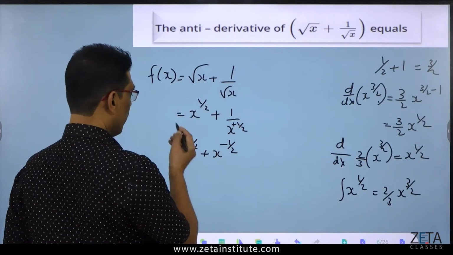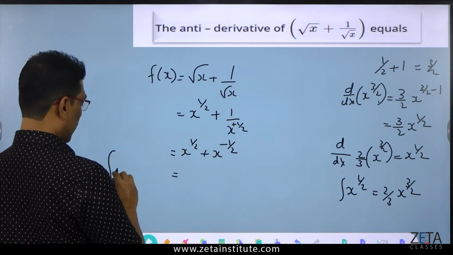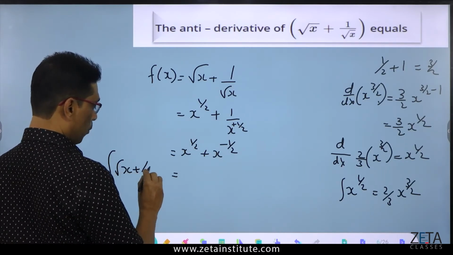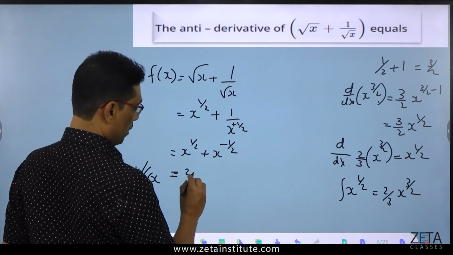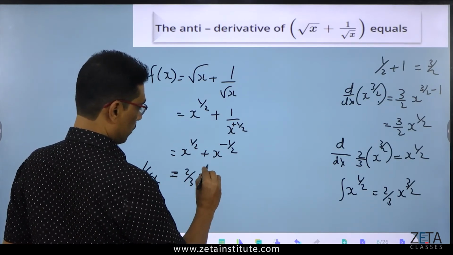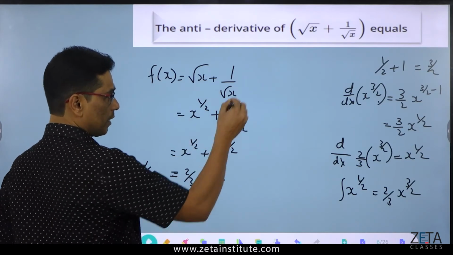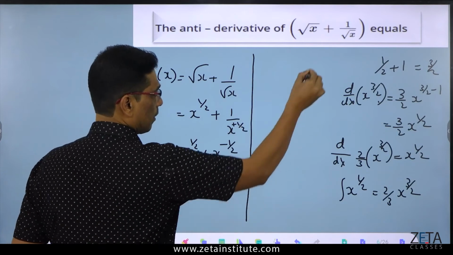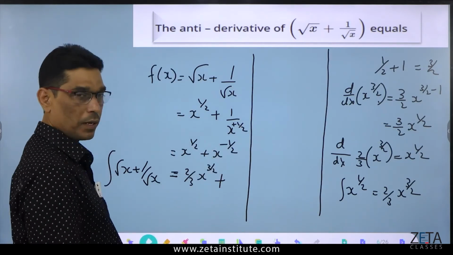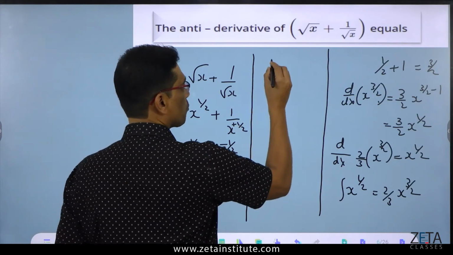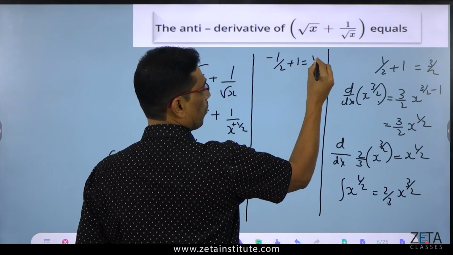So if we are integrating root x plus 1 by root x, we can write it as 2 by 3 x raised to 3 by 2 plus, we need to do the second term as well. So that is x raised to minus 1 by 2. We get minus 1 by 2 plus 1, which is 1 by 2.